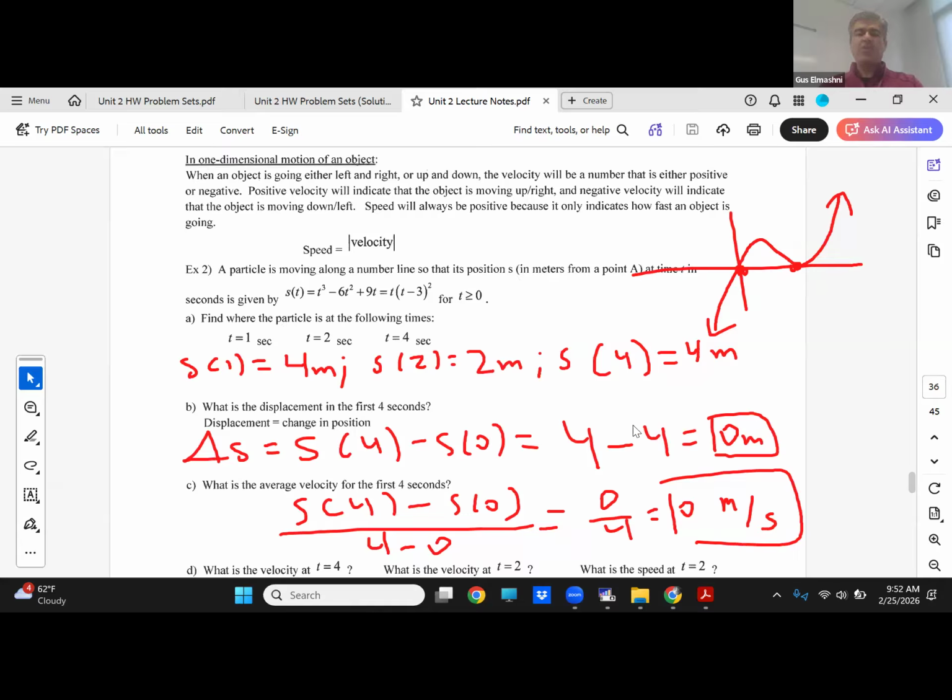Well, S of 0 is not 4, right? I did S of 1 accidentally. My apologies. And you know how I caught myself? I looked at the graph. The graph looked weird, right? Because S of 0 is right here, and that's 3, and where's 4?